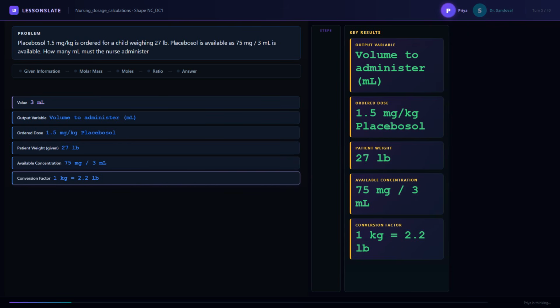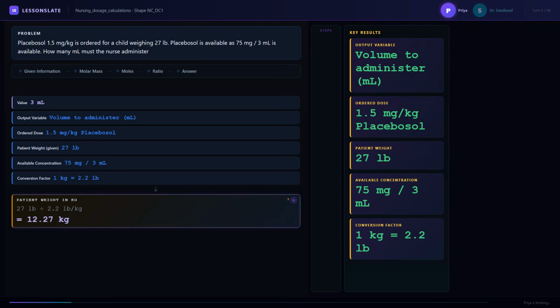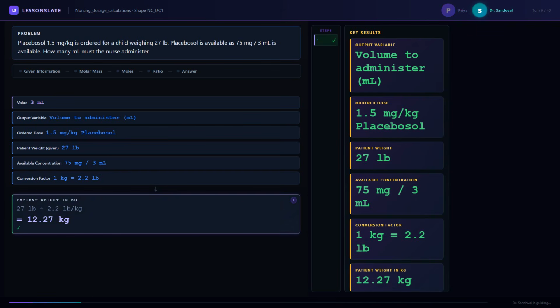Okay, so converting 27 pounds to kilograms. I remember it's about 2.2 pounds per kilogram. So I would do 27 pounds divided by 2.2 to get kilograms, right? Let me try that. I get approximately 12.27 kilograms. Excellent, Priya. That's precisely right. 27 pounds divided by 2.2 pounds per kilogram equals 12.27 kilograms. This conversion is crucial, as you've accurately noted, to match the units of the ordered dose.